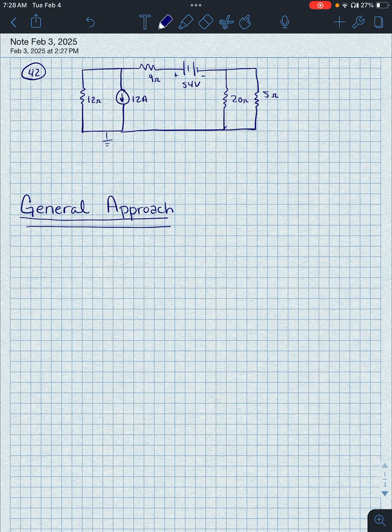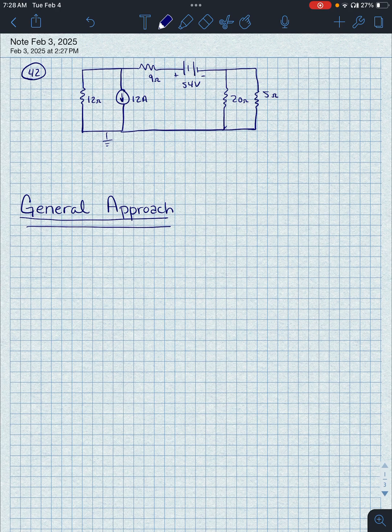Okay, so I wanted to go over problem number 42, and I'm going to show you how you might work with this in the general approach to nodal analysis and also in the format approach. And the format approach later will look a lot like your number 43 as well. So hopefully this will help you to be able to set up your equations for nodal analysis.